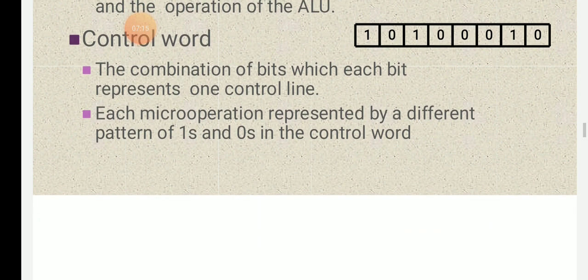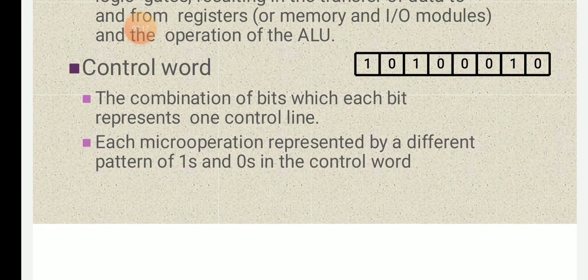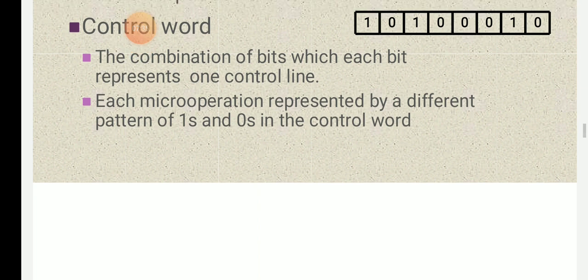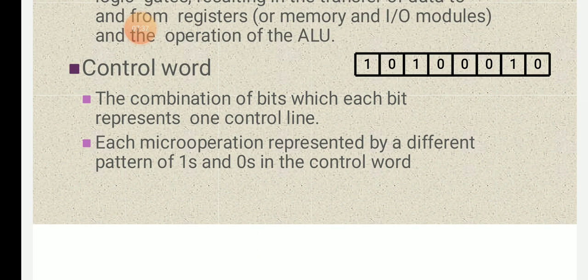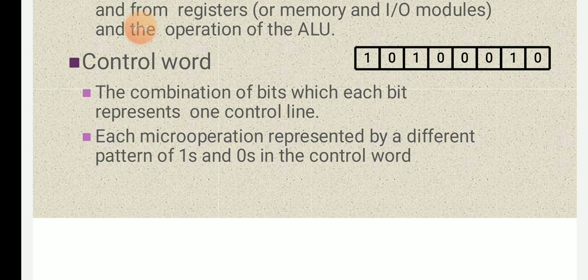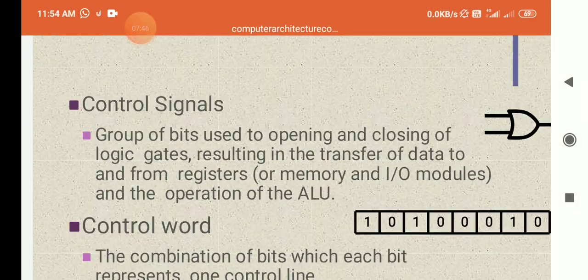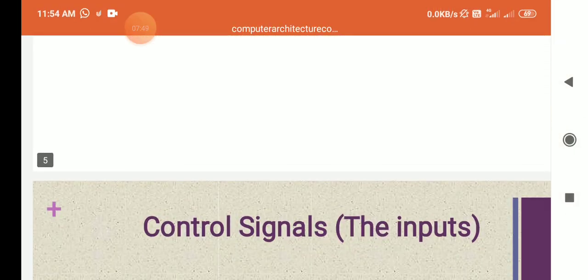Okay. So next, control word. This is the combination of bits where each bit represents one control line. Each micro operation is represented by different patterns. So that may be ones and zeros in the control word. Means in the control word you have a sequence like 1 0 1 0 1 0, and each bit, 1 or 0, represents a control line. So that is the control word. Next we will move on to the control signal.